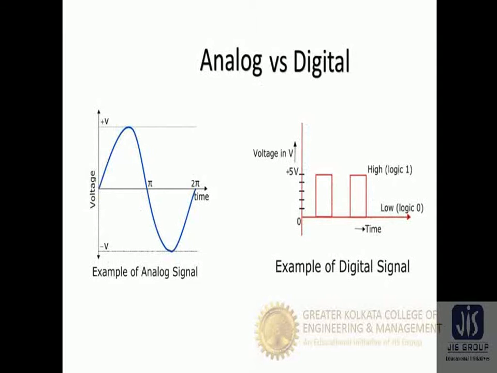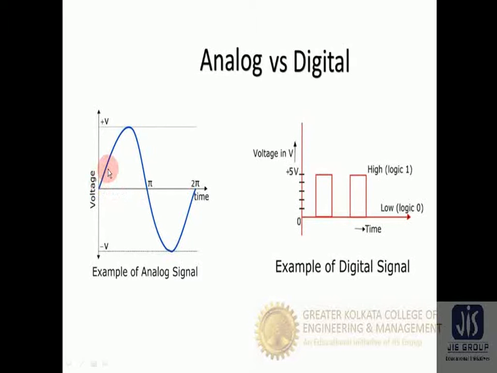See, here we can see a signal. You can see that here is a signal, it is an analog signal, and in the right side we have a digital signal. In the left side we have an analog sinusoidal wave signal, and in the right side we have a square wave digital signal. We will explain why it is analog and why it is digital.